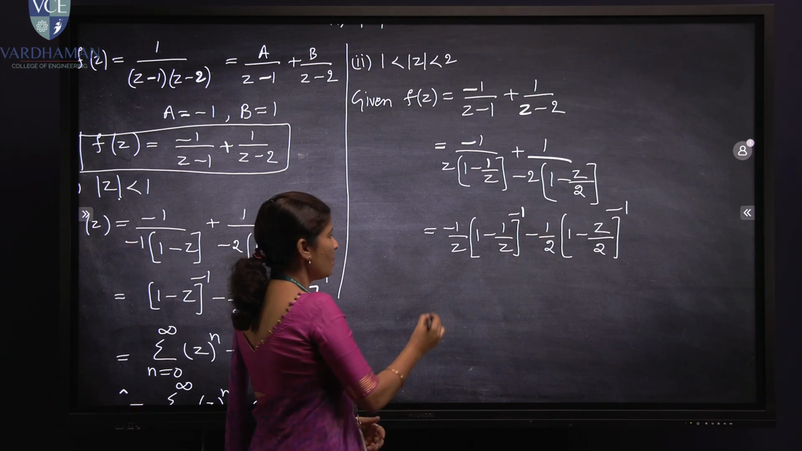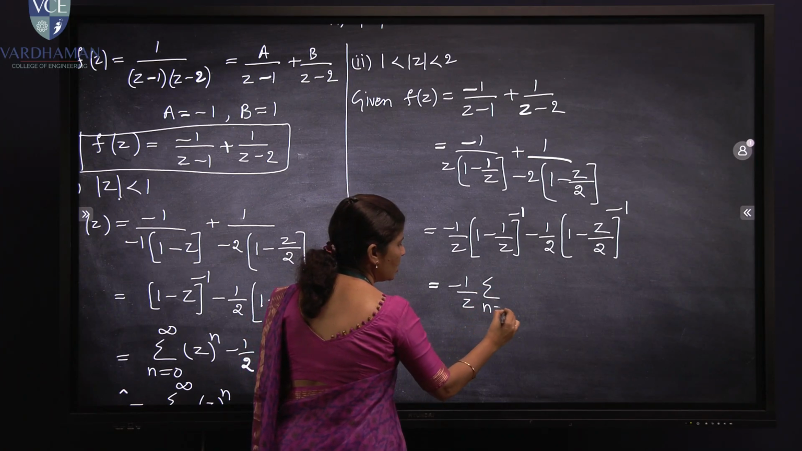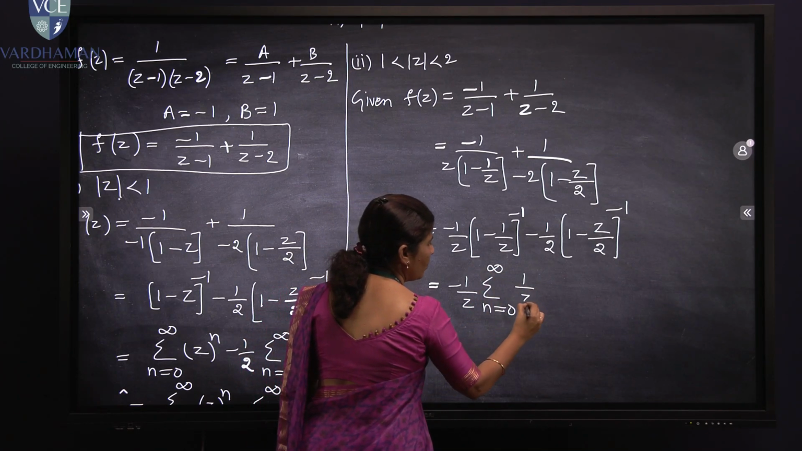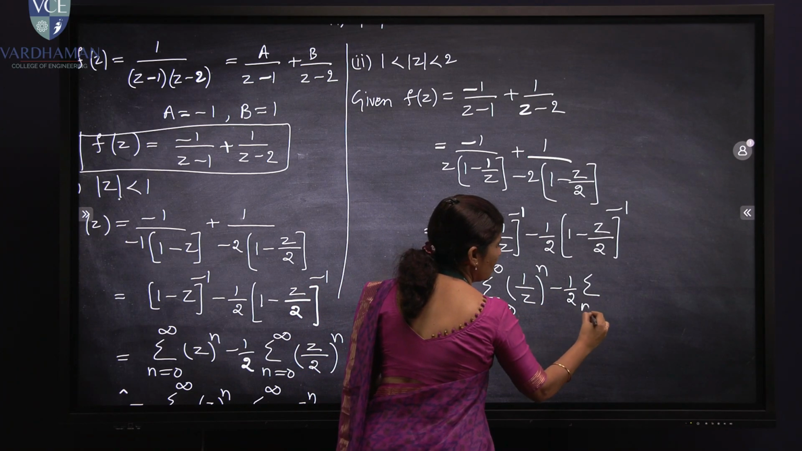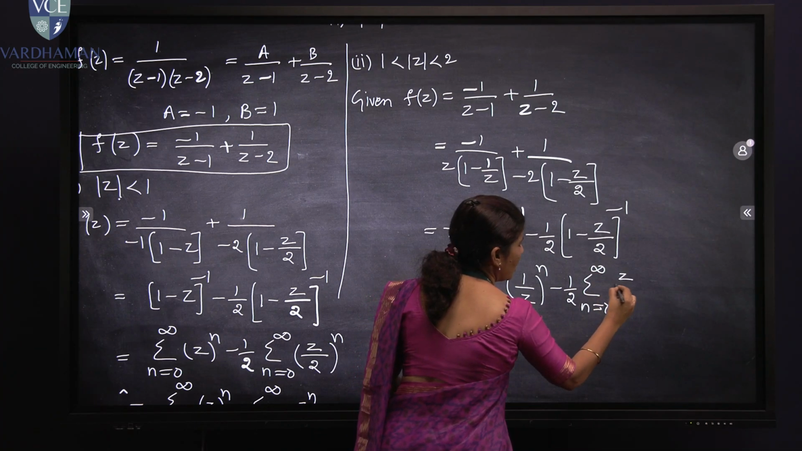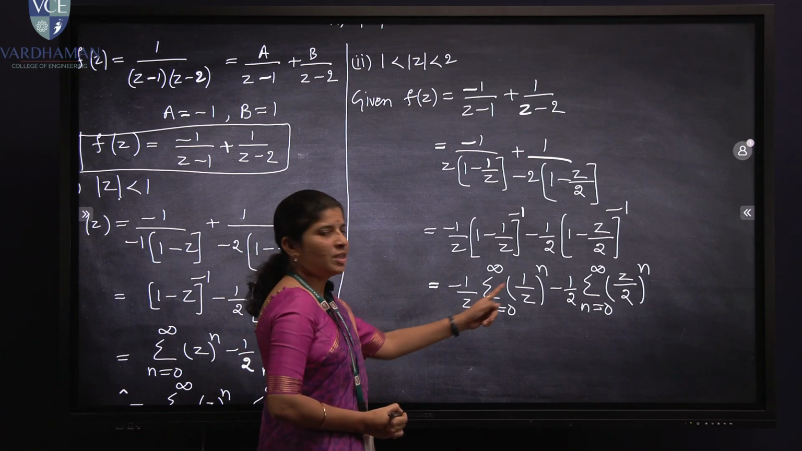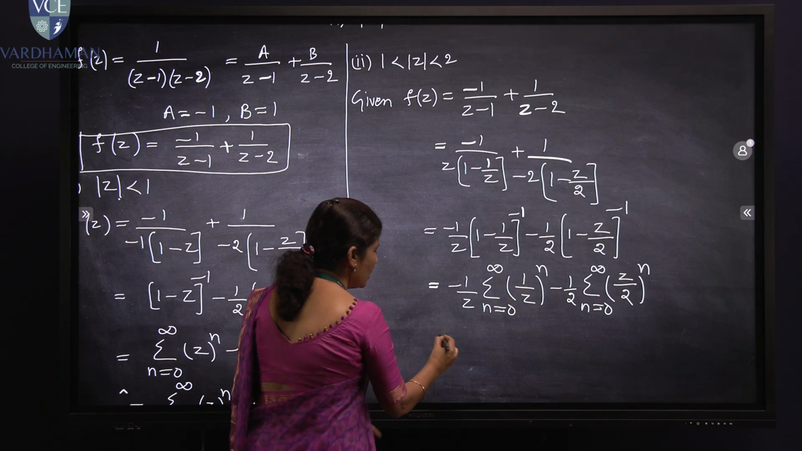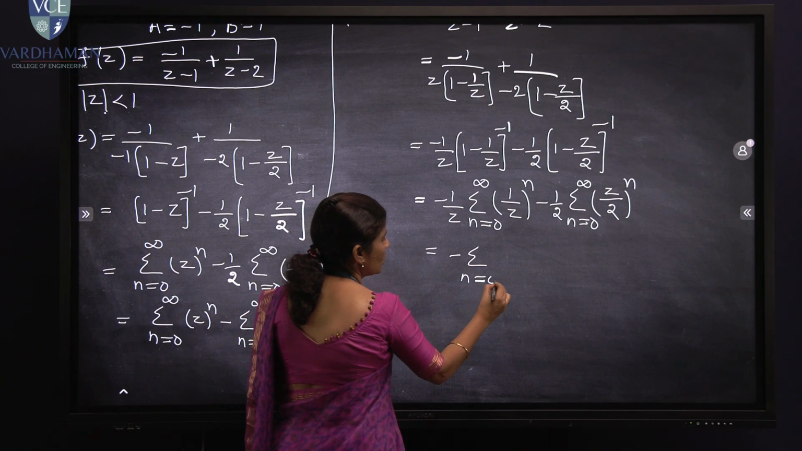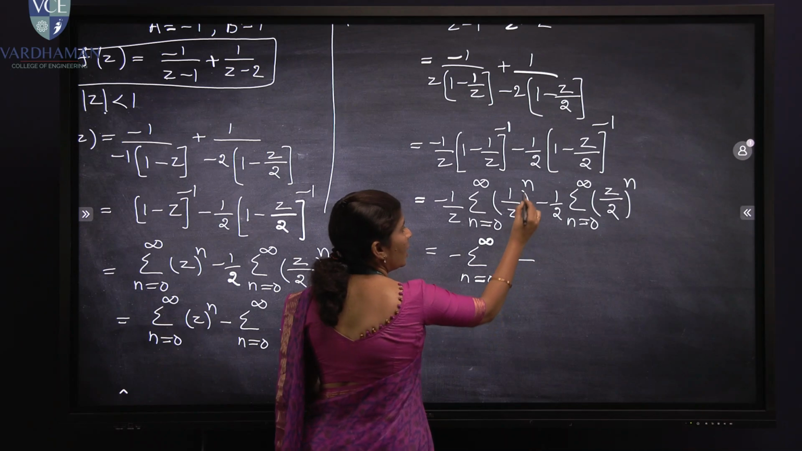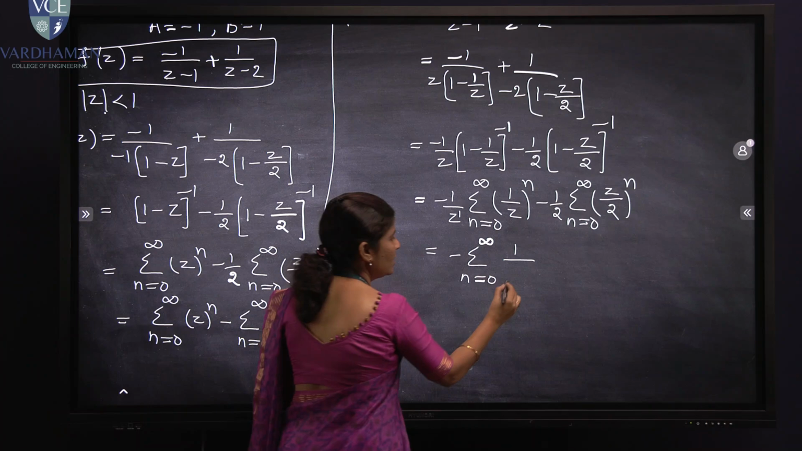Now I want to use the summation form, that is, we write this as summation n equals 0 to infinity (1 upon z) whole power of n, minus 1 upon 2 summation n equals 0 to infinity (z upon 2) whole power of n. Now here 1 upon z, I want to take inside the summation, then we also write it as minus summation n equals 0 to infinity 1 upon, and we already have z power of n, so z power of n and z power of 1.